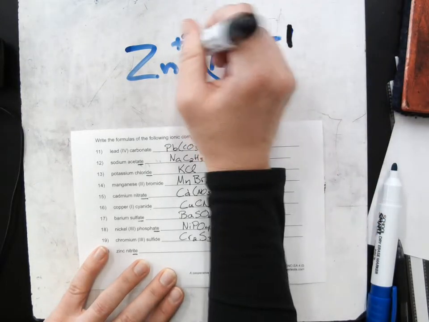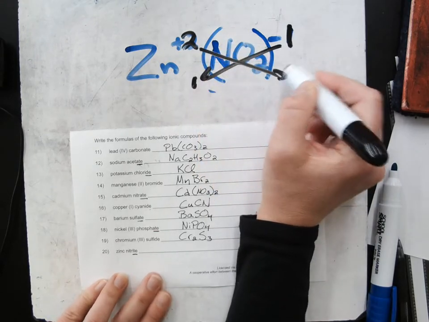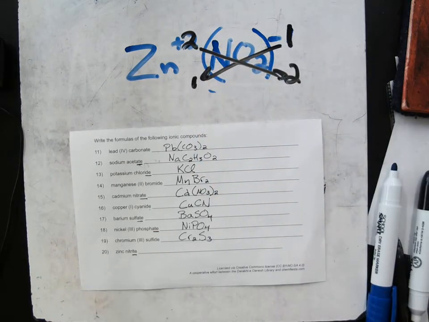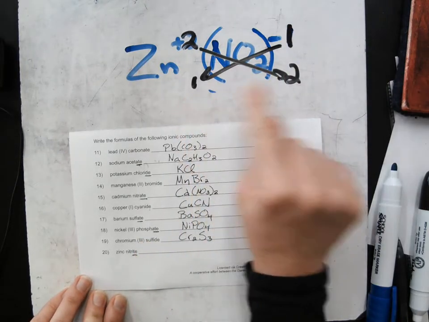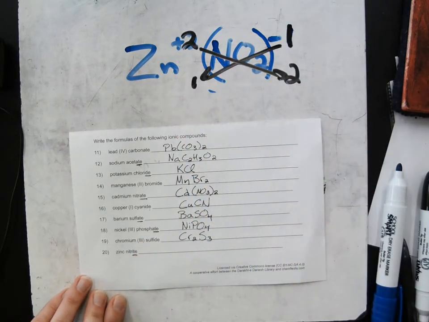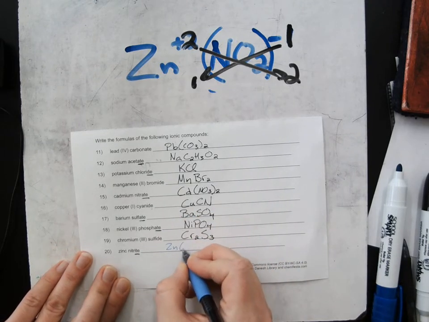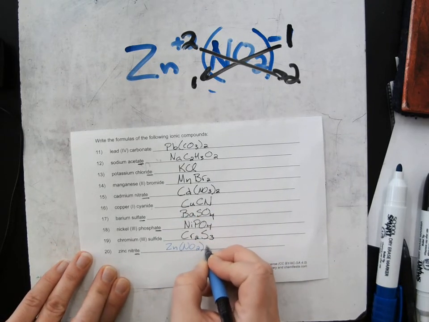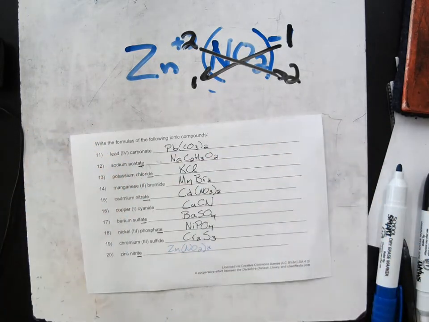But I can take this 2-to-1 ratio and flip it and say my 2-to-1 ratio of charge has to become a 1-to-2 ratio of ions. Lost my black pen. Let's see. Zn(NO2)2. Ding, ding, ding.